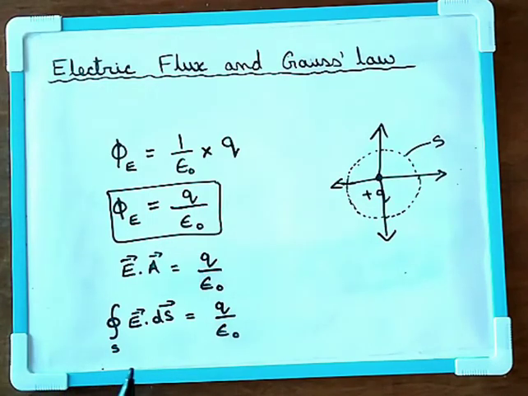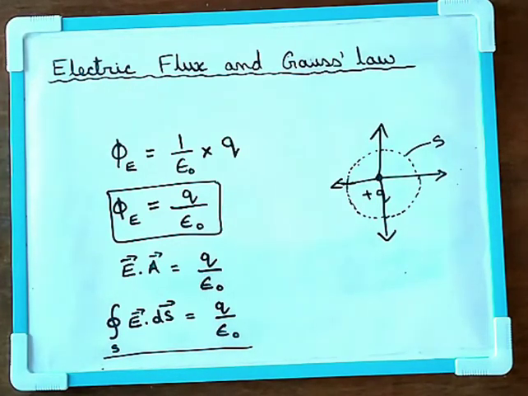The electric flux through a closed surface is equal to Q by epsilon naught, and Q here is the charge enclosed by the closed surface. So this is Gauss law. We have to use these two concepts: one is electric flux by definition, another one is Gauss law. So these two are the same.